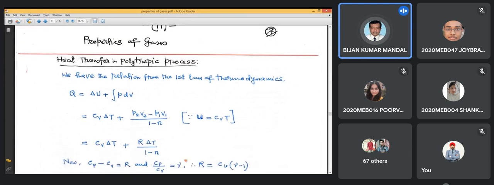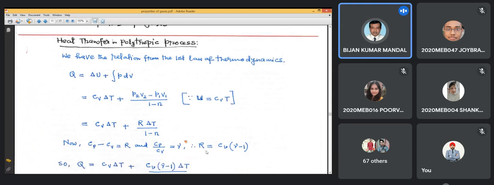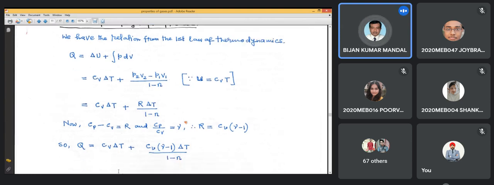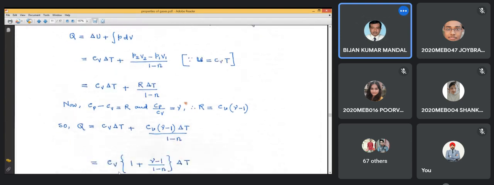And Cv into delta T, and this P2 V2 is equal to R T2, and this is equal to R T1. So if you take R common, it will be T2 minus T1, which I have written as delta T. There is a change in temperature. So now let's see the other things.